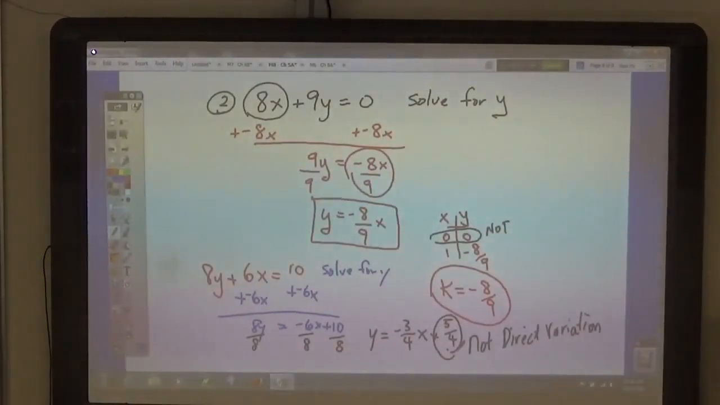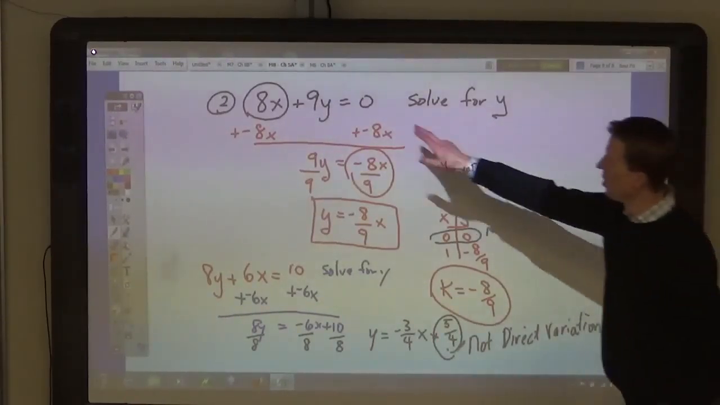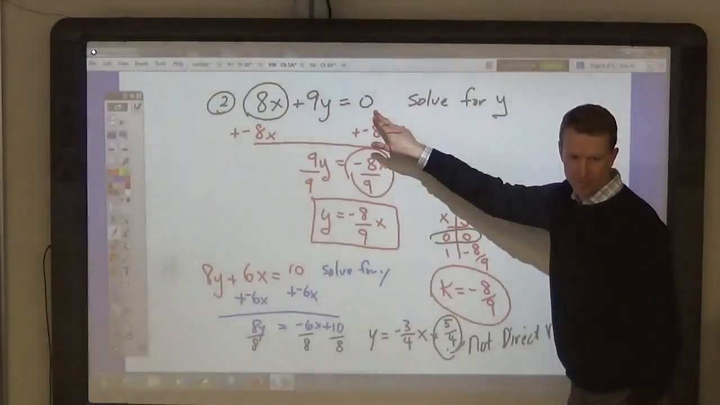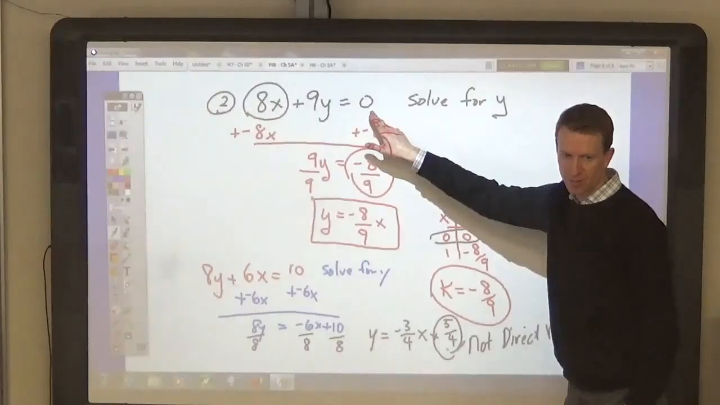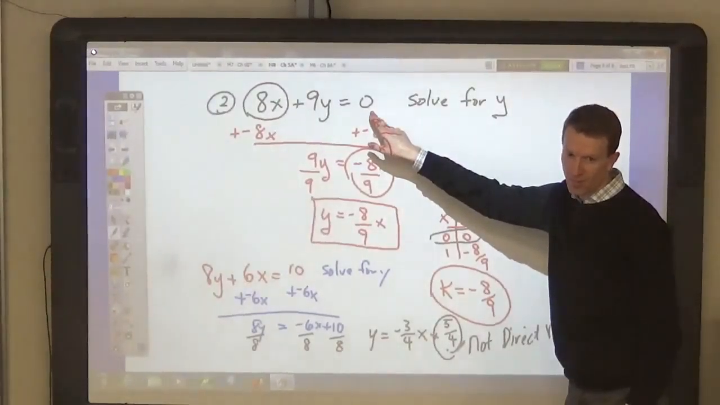Isaac, question? For 8y plus 6x equals 10, is there ever going to be a problem where it equals a different number other than 0 and it will be a direct variation? If there's a number here besides 0, you don't have to do the math. You can just say it's obvious, no direct variation.